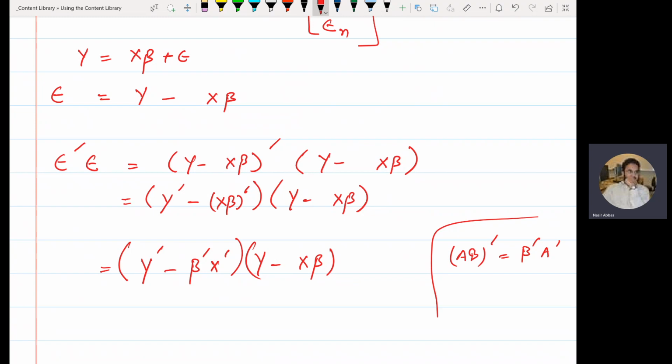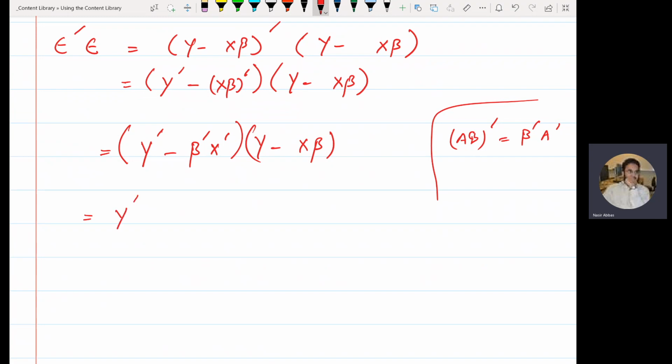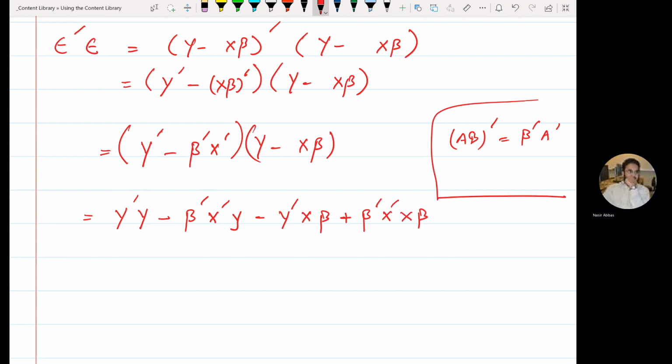Clear? Now I'll multiply. It's a 2 by 2, so I'll just multiply the 2 with 2. When I multiply the first term, it will be y prime y. Then I multiply the second term, it will be beta prime x prime y. Then the third term will be y prime x beta, and the last term will be beta prime x beta. 2 cross 2 will be 4 terms. Clear? Now be very, very careful about the order of the multiplication. Again, A into B is not B into A in matrices.